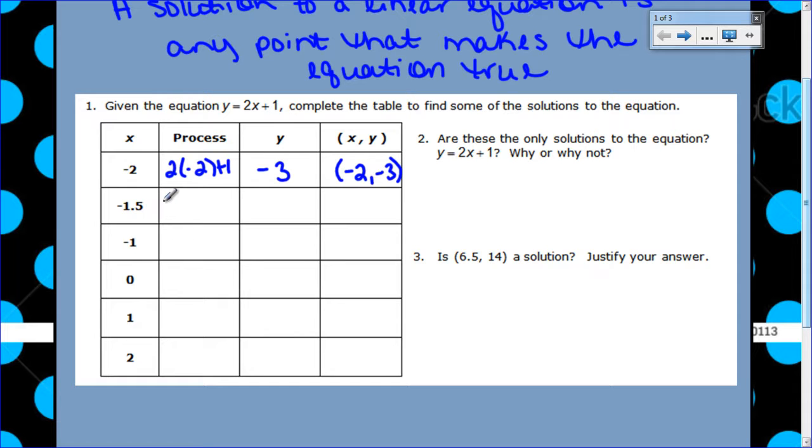And then I'll do it again. So I have 2 times negative 1.5 plus 1. Well, that makes negative 3 plus 1, which is negative 2. So I have negative 1.5 comma negative 2.